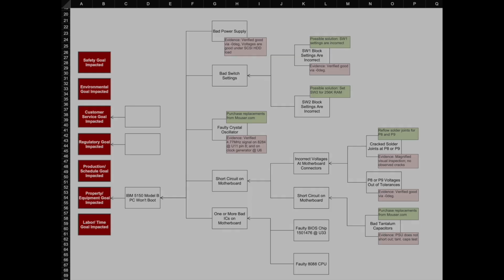Okay, before we get to the IBM 5150 motherboard, I wonder how many times this month I've actually said IBM 5150. All right, never mind.